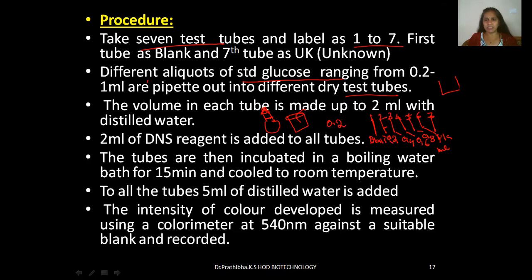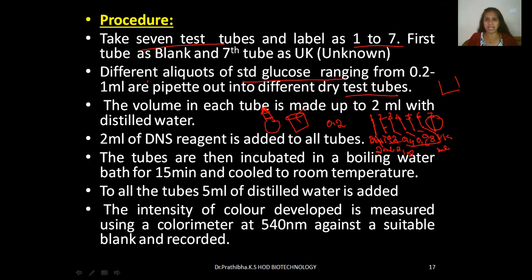To make up all the test tubes to a final 2 ml, what do you need to do? To the blank, we have not added any glucose, so you need to make the final volume 2 ml by adding 2 ml of water. Here, 0.2 is already there, so 2 ml minus 0.2 ml, you are going to add 1.8 ml of distilled water. Like that, you add distilled water to all the test tubes to make up the final volume to 2 ml. And the 7th test tube will be given by the examiner or your in-charge teacher.